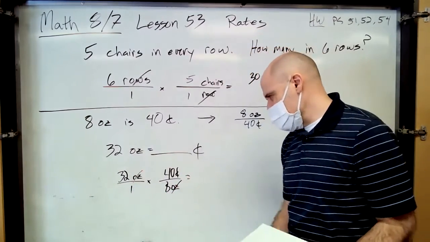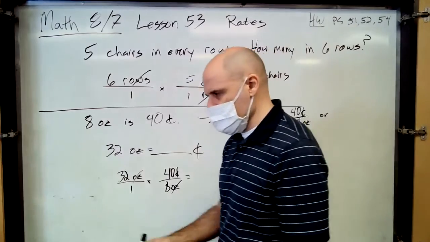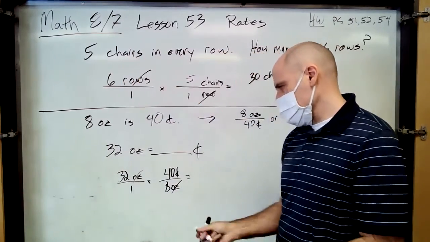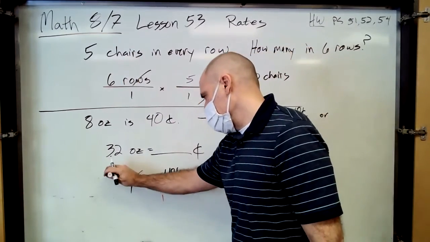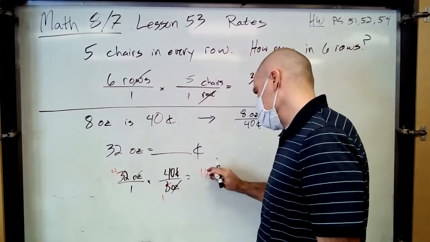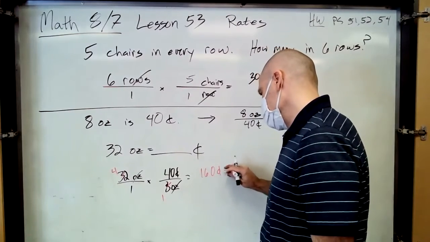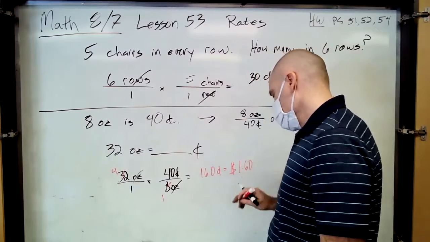And then I'm left with this math here. Let's see, I could probably cross reduce because that's what the cool kids are doing. 1 and 4. So then I get 160 cents, which is $1.60. Good job. All right.